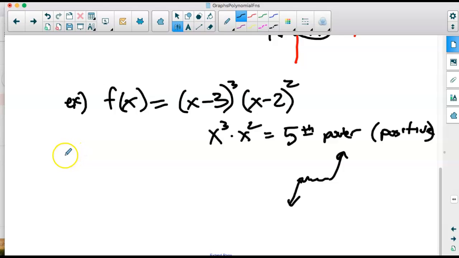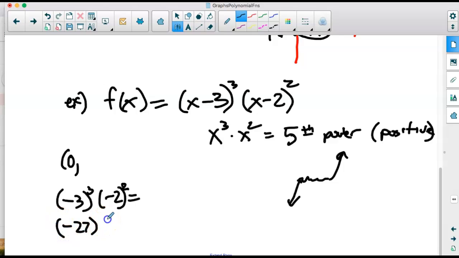If we put 0 in there for the vertical intercept, then this is going to be negative 3 cubed, and this is going to be negative 2 squared, and that's going to be our intercept. In this case, that's going to be negative 27 times 4, so that's negative 108. So negative 108 is our vertical intercept. So it's going to cross there.